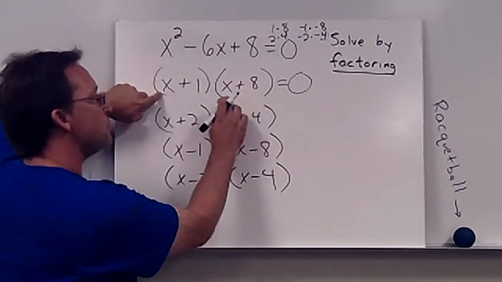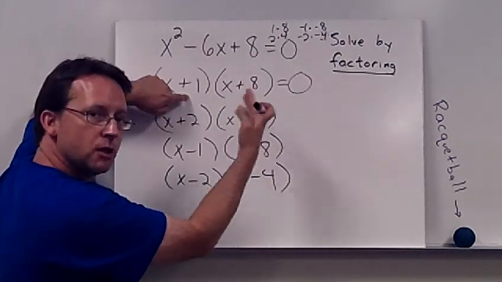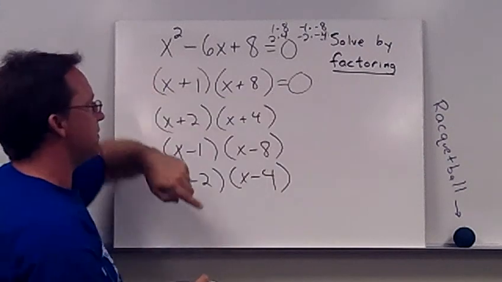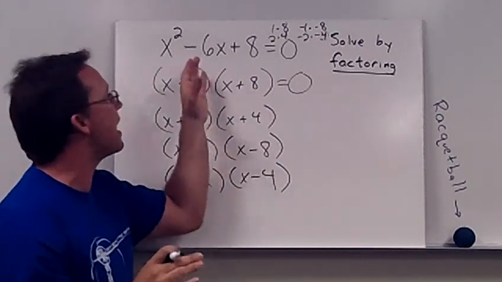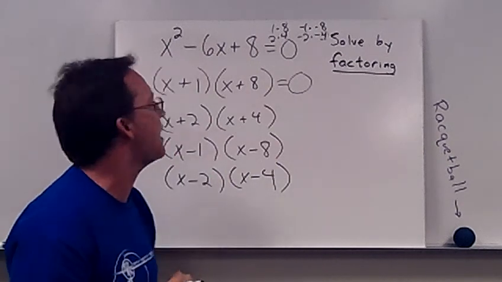We looked at first times first. X times x is definitely going to give you x squared. We looked at plus 1 times plus 8 to give us 8, or any of these combinations to give us 8. But which of these will give us a minus 6x in the middle? We have to do the outer and the inner parts to figure that out.